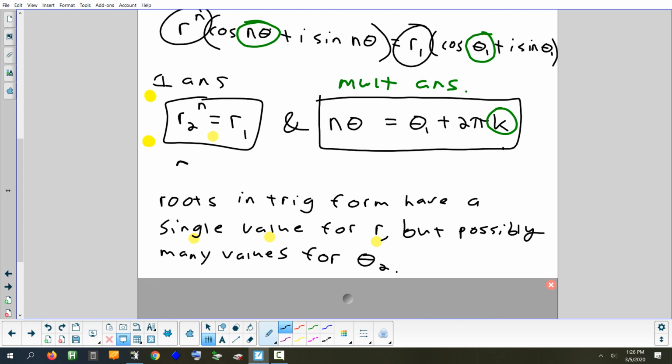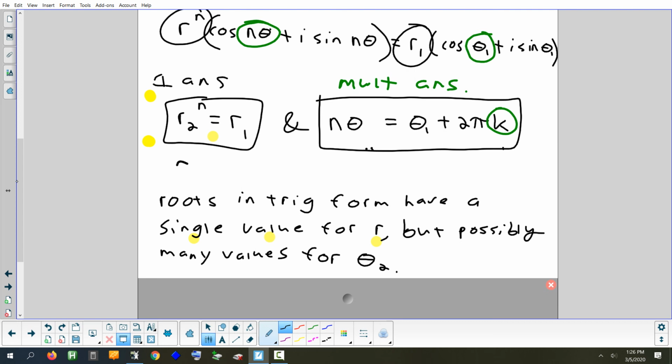But you're going to get as many answers for theta as the root you're taking. The highest one you're going to do today is a fifth root, and it will have 5 answers. We have to do 5 more steps. You have to use what's in the box on the right. That gives you the 5 answers.